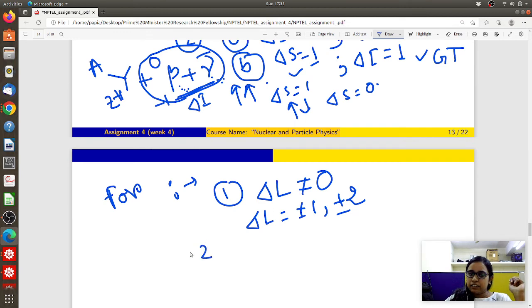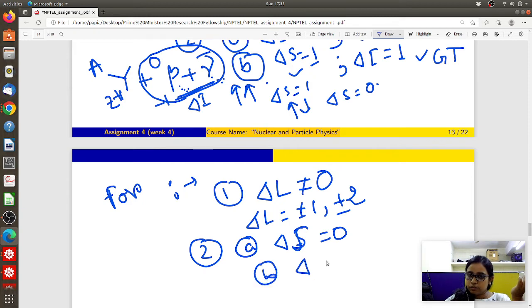And the second condition is what? The second condition is delta S. Delta S will be 0 and delta S will be 1, because these two outgoing particles are electron and neutrino, which are both spin half particles. So if delta S equals 0, then obviously it is Fermi, and if delta S equals 1, then it will be GT, meaning Gamow-Teller. Okay, so these two conditions should be there.